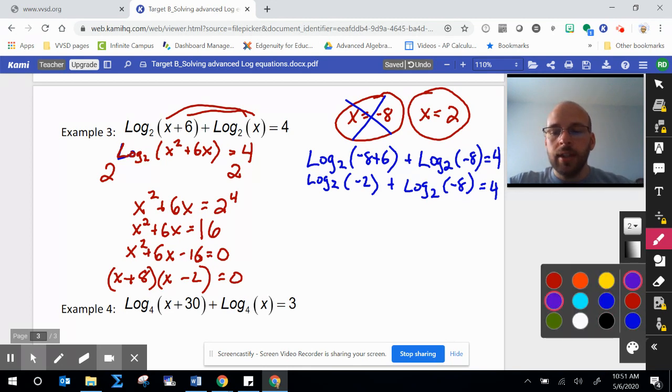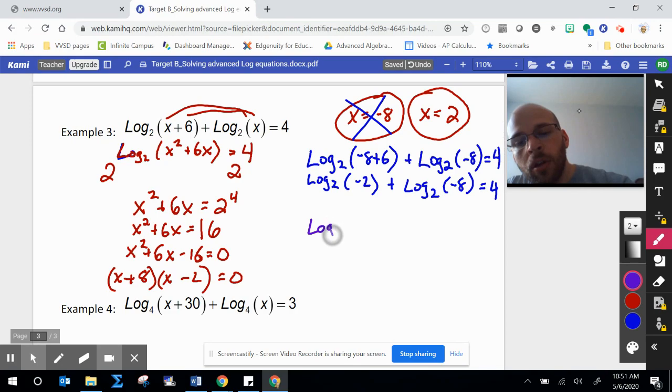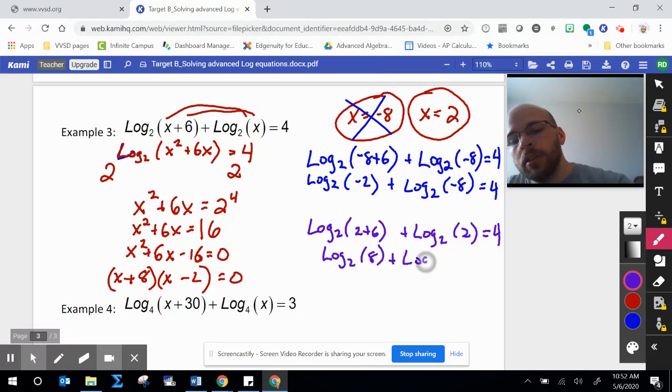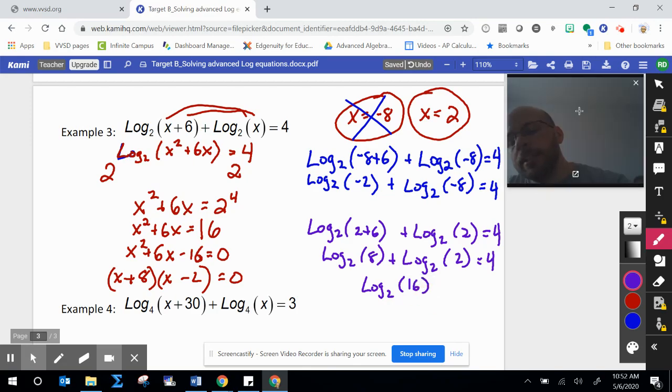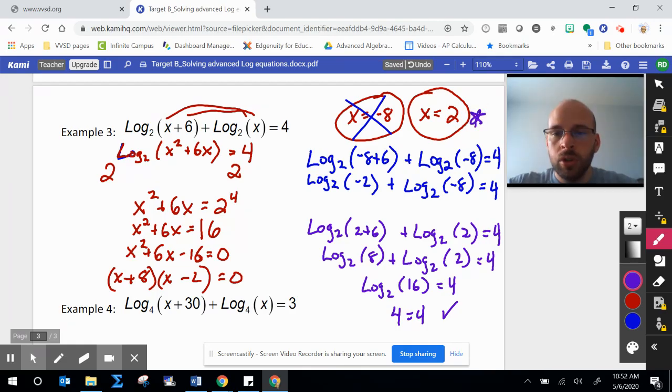Now, I can check the other solution just to double check. I'm going to say the log base 2 of 2 plus 6 plus the log base 2 of 2 is equal to 4, which will give me the log base 2 of 8 plus the log base 2 of 2 is equal to 4. And because these are being added, we would multiply the insides together. So 8 times 2 is 16. And if you did log base 2 of 16 in your calculator, you will get 4 equals 4. So the only solution that we get here is going to be 2.